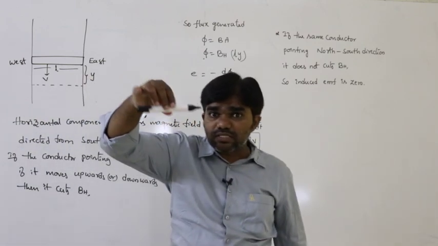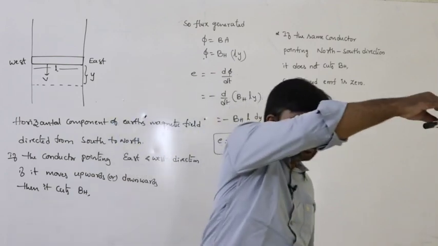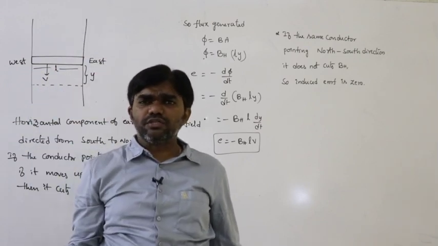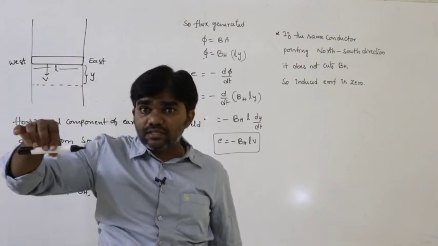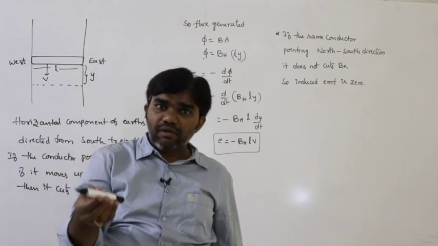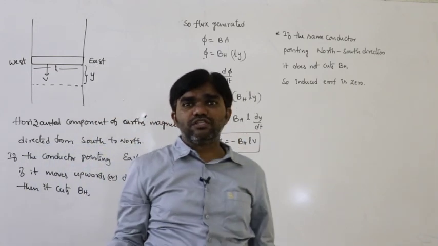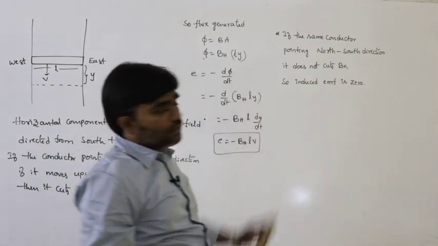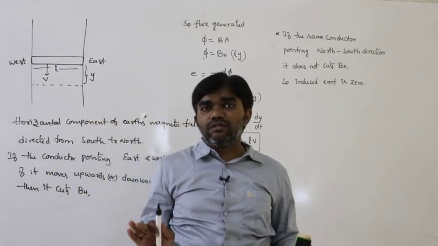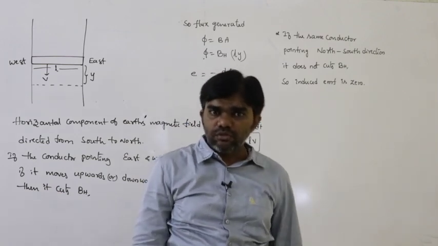See here, this is the conductor pointing north-south. It moves like this, or upwards or downwards. In any situation, it does not cut, because it is in the same direction as the magnetic field. If it moves upwards or downwards, the magnetic field remains the same. So the flux is not generated. The flux developed is equal to 0.